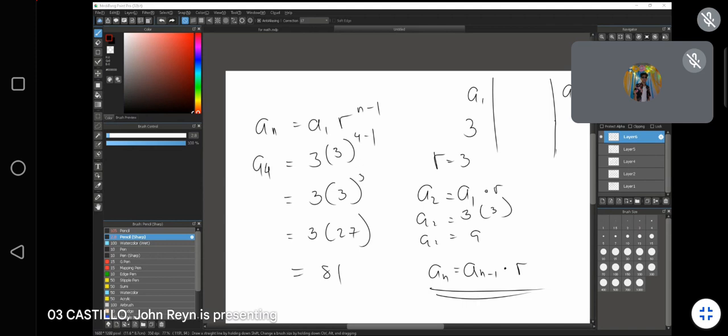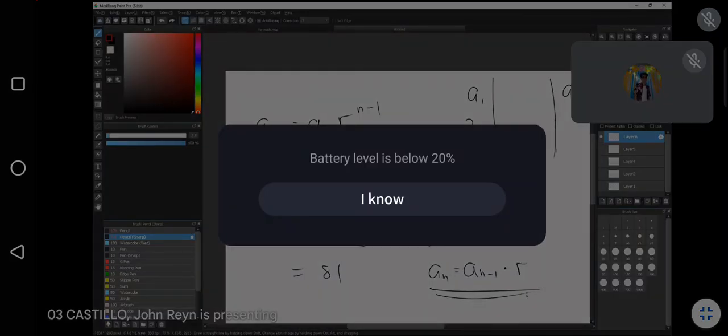Okay, don't erase the formula. Is the formula below okay? Is it clear to you now that we can also use this formula, not just the formula on top alone? Okay, that is clear to you. The formula down, John Rain, can you erase it?